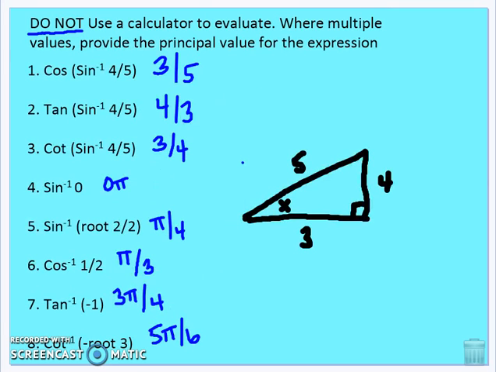All right, so these are the values that you should get from taking a look at the relationships in the first three, and then using what you know about the relationships and inverse functions to get the following values in radians.